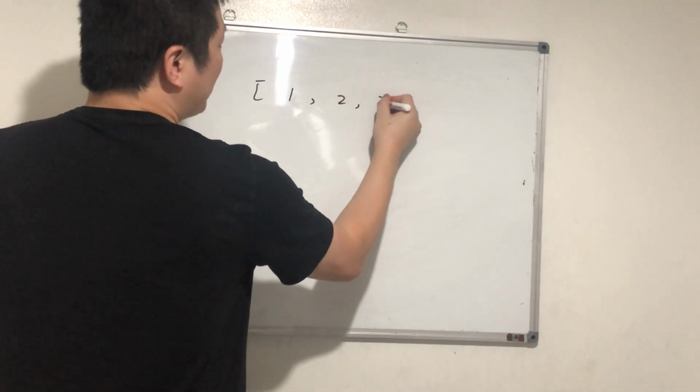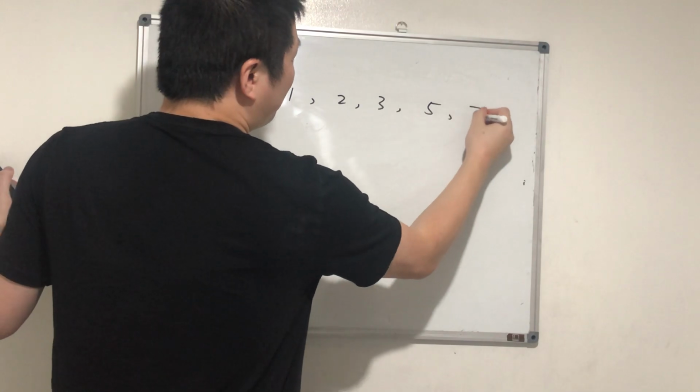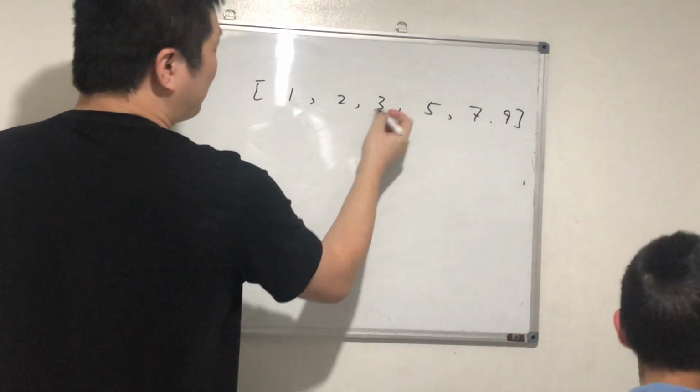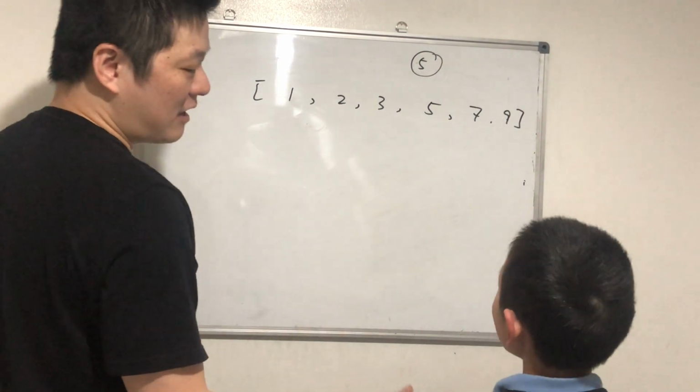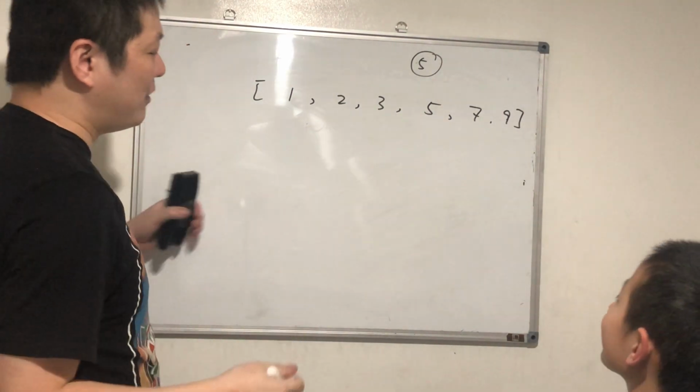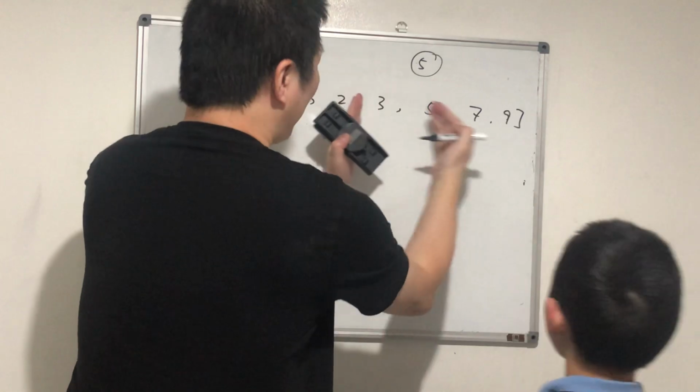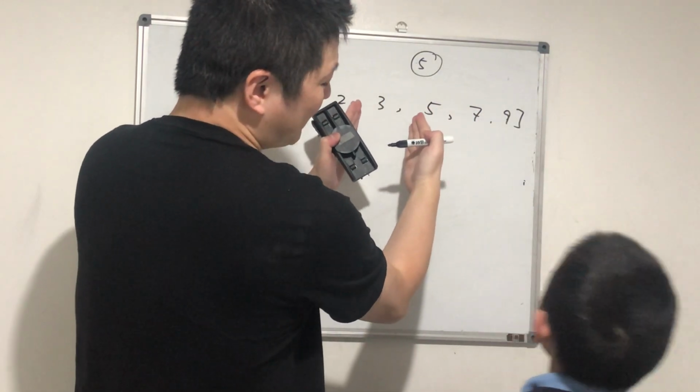Look at that: 1, 2, 3, 4, 5, 7, 9. Let's look for the number 5. We can use the two pointers, moving towards each other until they meet.